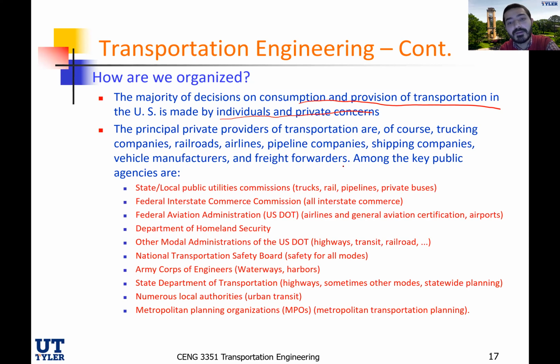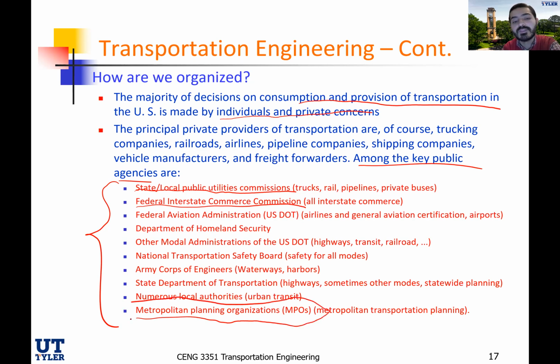Among the key public agencies, again, I'm mentioning examples here, we have, of course, state and local public utilities commissioners. You can have the Federal Interstate Commerce Commission, all the way to the Metropolitan Planning Organization that I just mentioned, the MPO. Every city that's more than 50,000 people has to have an MPO.